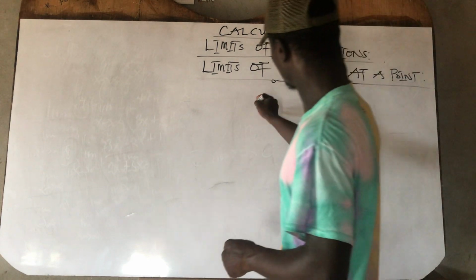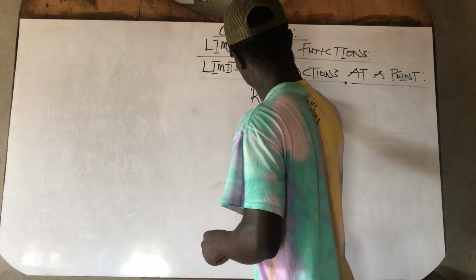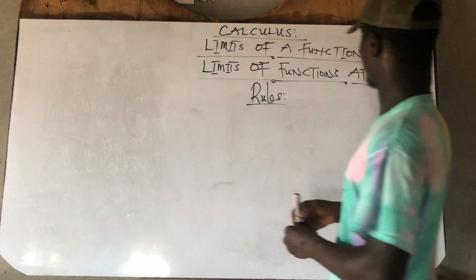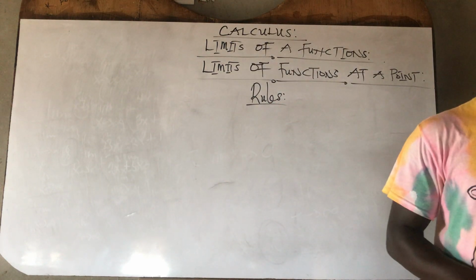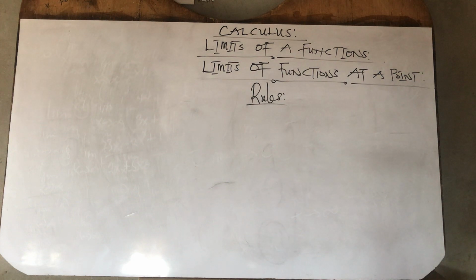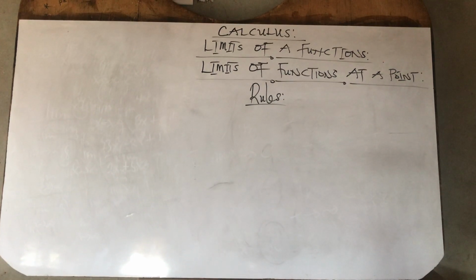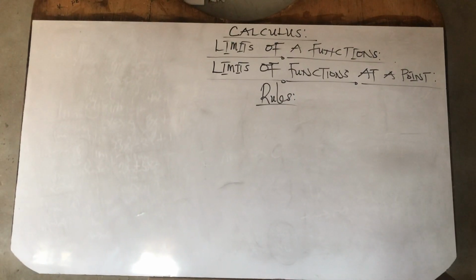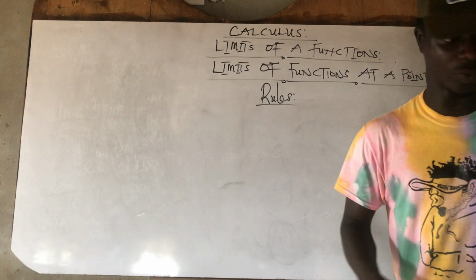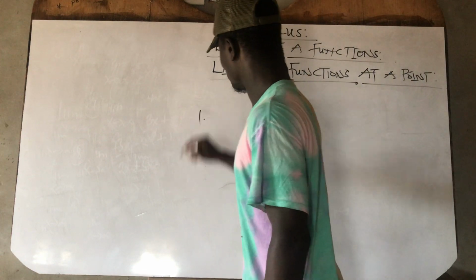So now let's deal with what? Rules. The rules of functions at a point when it comes to limits. So number one rule.